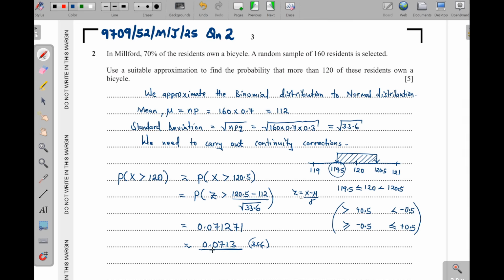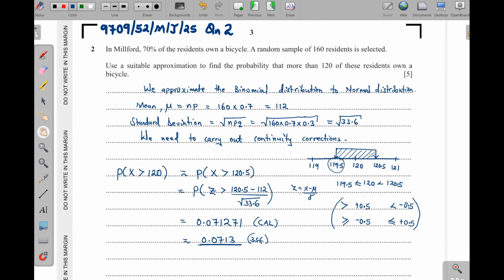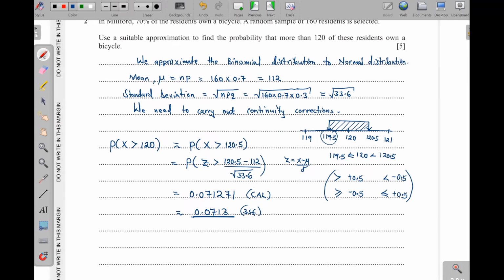But you can also use the table. When you're substituting here, some people write this one in decimals. So when you're writing here, you can put this one to 3 decimal places, okay? 3 decimal places, because when you go to the table, we are given 3 decimal places. You see that? So this one I've used the calculator. I can even put cal, okay? I've used the calculator, and the calculator gives me up to 5 decimal places, okay?